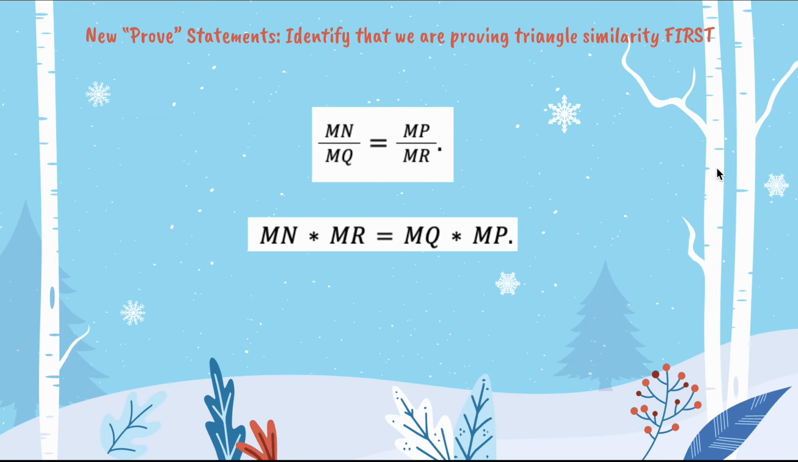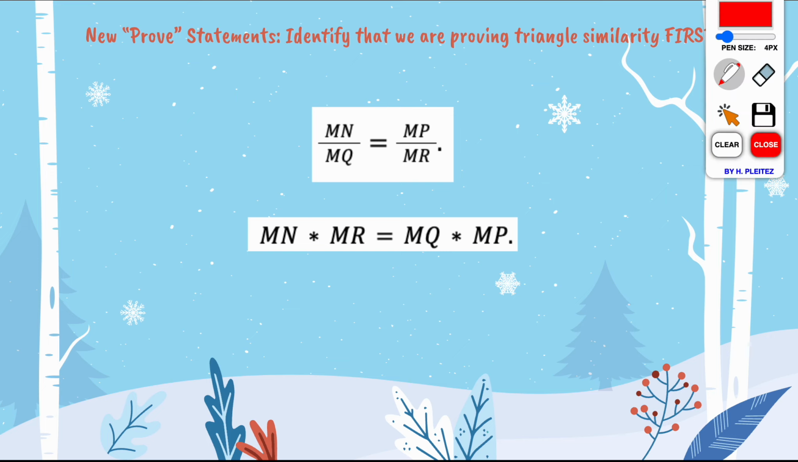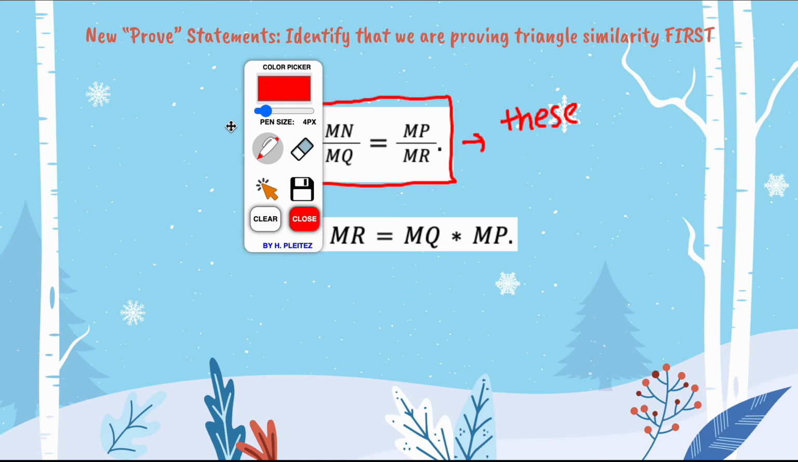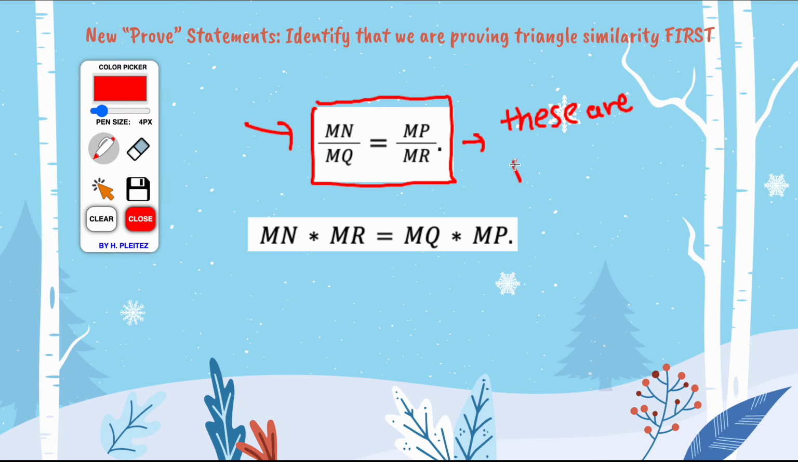So these are some new things that you guys might see. Instead of telling you to prove triangle similarity, there are two new things you might see. You might see these proportions created, and it might say, prove this. Now, what you need to recognize is that these are proportions of corresponding sides.